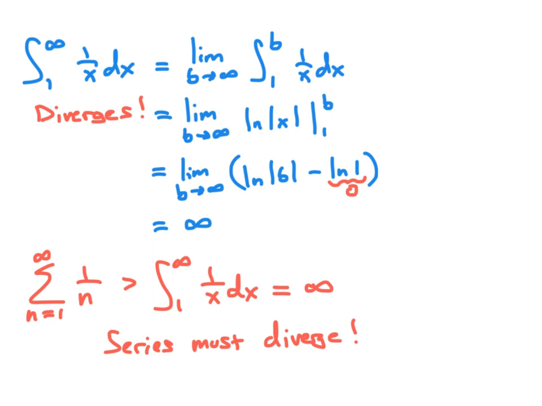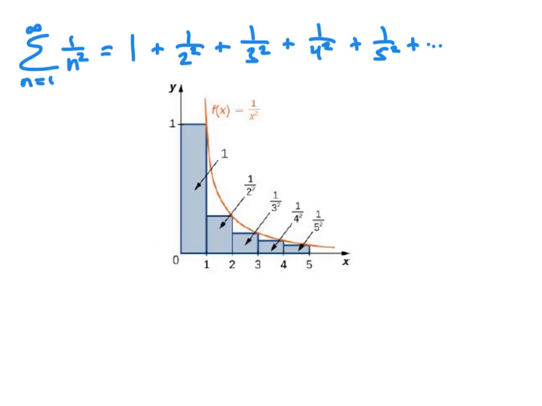We can now do a similar analysis with the series from n equal 1 to infinity of 1 over n squared. To handle this series, we're going to consider the graph of the function f of x equals 1 over x squared. We're going to build rectangles based on the x-axis starting at 0 and going on to infinity of width 1, and the height of each of the rectangles is going to be the function value at the right endpoint.